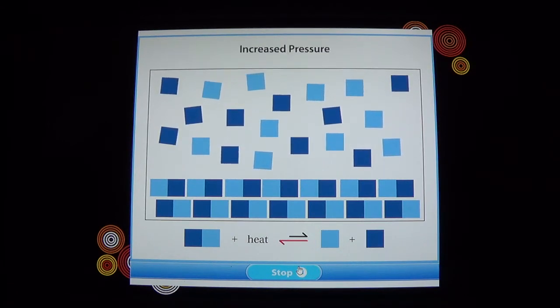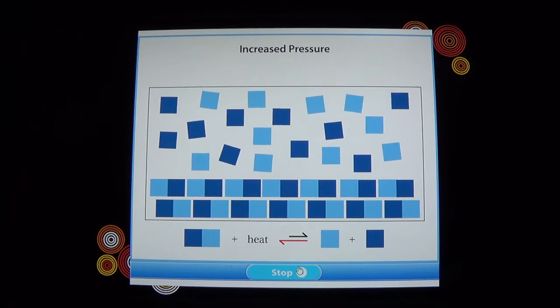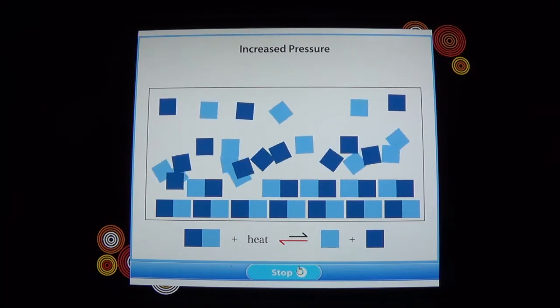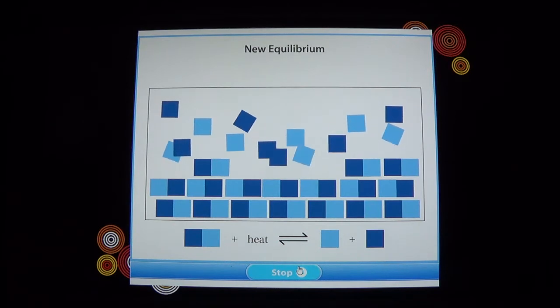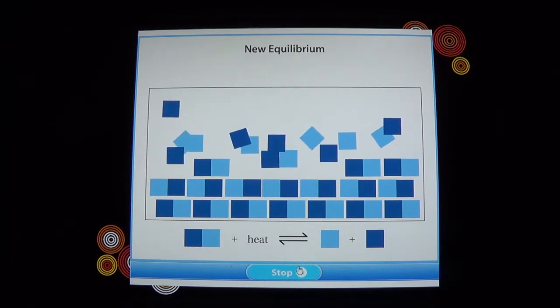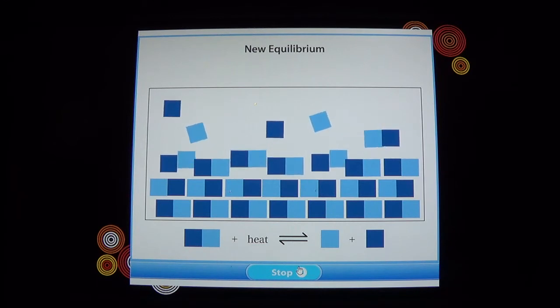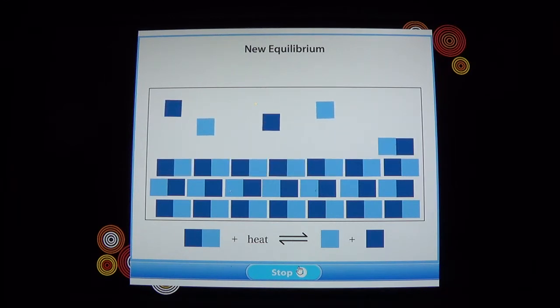Notice if pressure is increased, reactions that result in the fewest moles or the lowest volume are favored. Notice by reducing the volume, the system means having a smaller amount of particles in the volume, so the stress of increased pressure is relieved. A new equilibrium is then established.